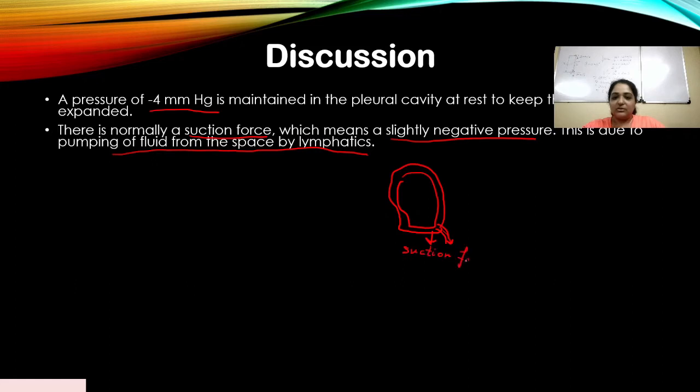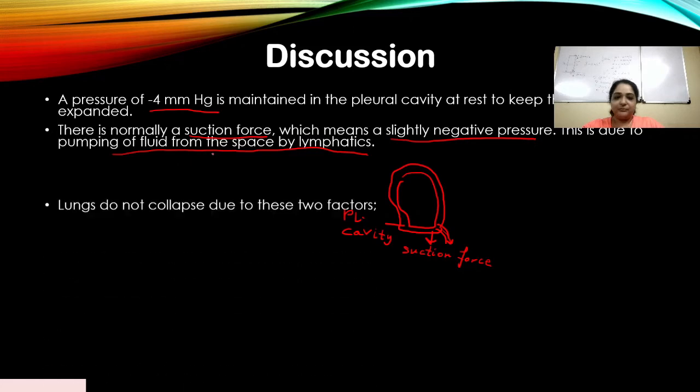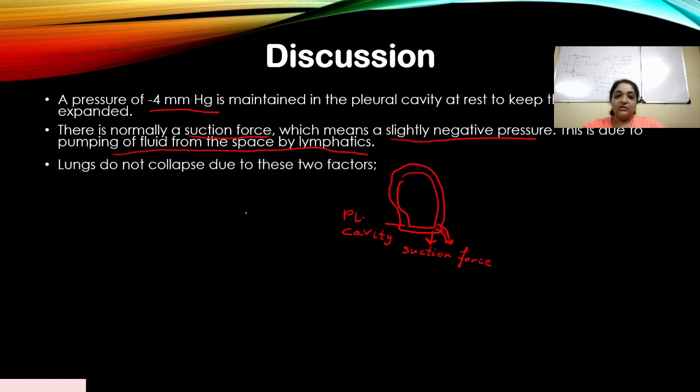Okay, this is what is actually happening inside your lungs. Pleural cavity here. And this is maintaining the negative pressure that is there, the -4 mm that I previously mentioned. Now, lungs do not collapse due to these factors.